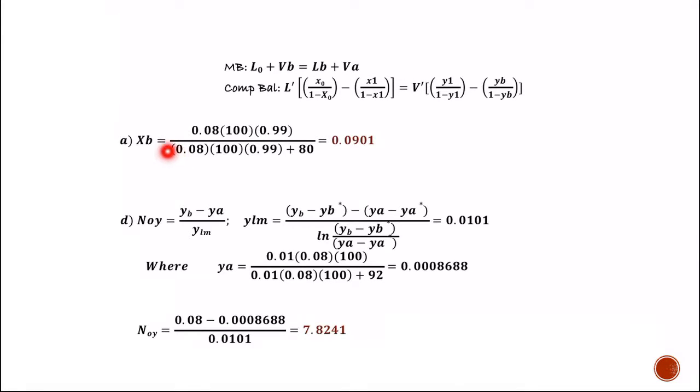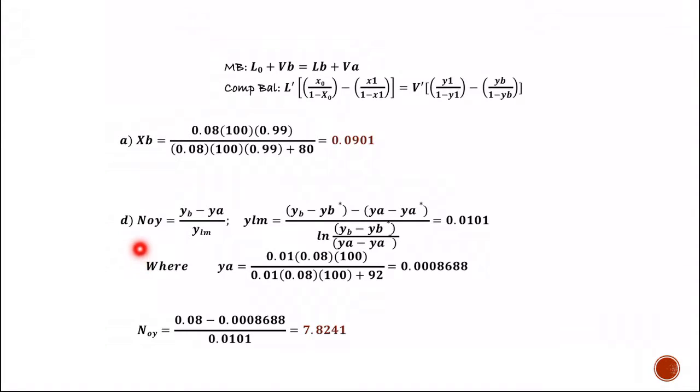First, calculating for the mole fraction of benzene, we need to find the product first of the mole fraction from the gas stream, which is 0.08, the gas feed rate, which is 100, the desired recovery, which is 0.99, all over 0.08 times 100 times 0.99, adding the oil fed to the column top. Calculating all of this, we get 0.0901.